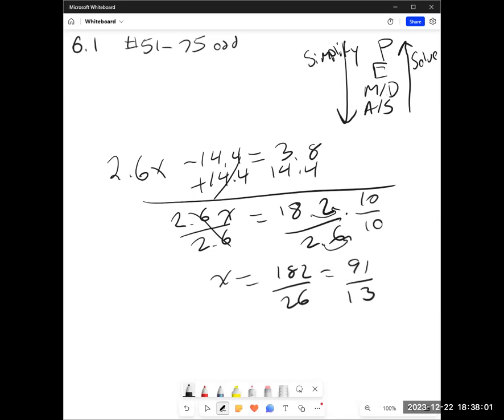91 over 13. And the question is, does 13 go into 91 evenly? And it does. It goes in 7 times. So x is equal to 7.